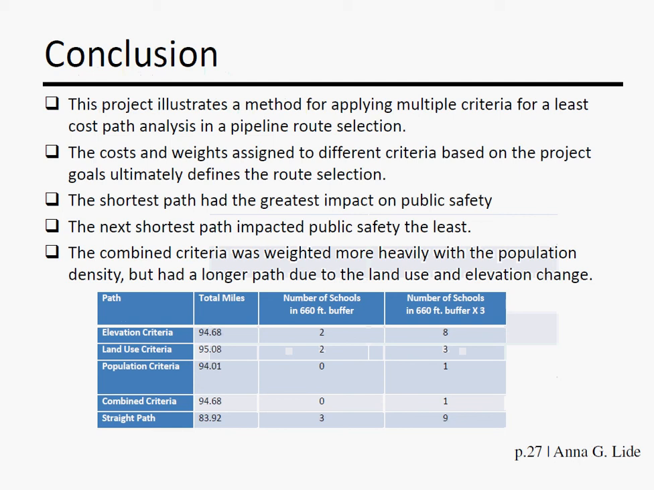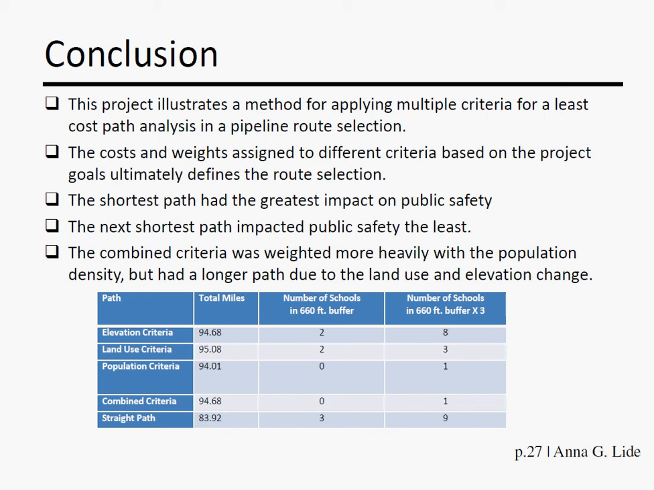This project illustrates a method for applying multiple criteria for a least cost path analysis in a pipeline route selection. The costs and weights assigned to different criteria based on the project goals ultimately defines the route selection. The shortest path had the greatest impact on public safety. The next shortest path impacted public safety the least.